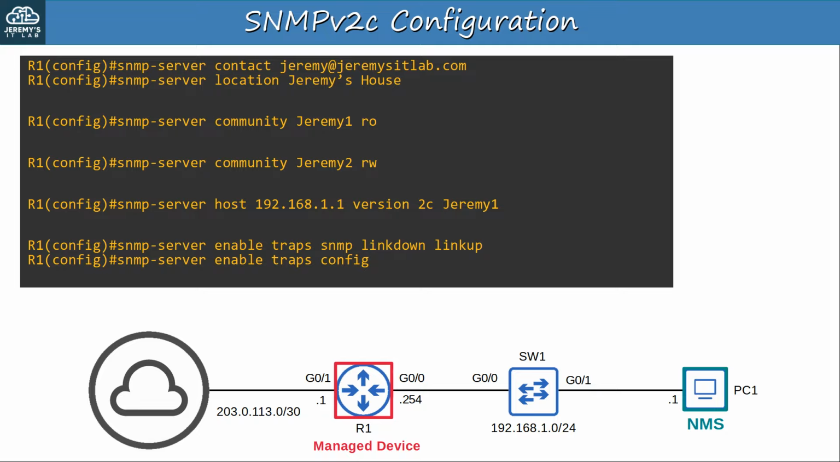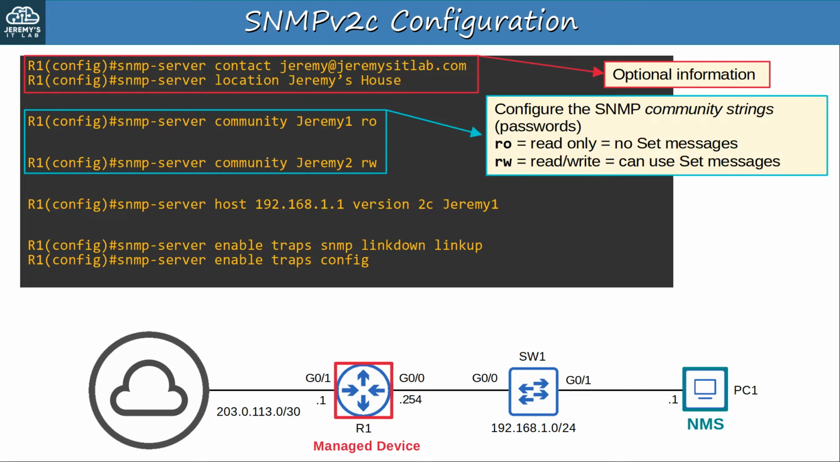We won't cover setting up the NMS. That's definitely out of scope for the CCNA. But let's see how to set up the SNMP agent on a Cisco router. In this network, R1 is the managed device, and PC1 is the NMS, running an SNMP application. First, I configured some optional information on R1, giving some contact information and the location of the device. This is optional information. You don't need to configure this.